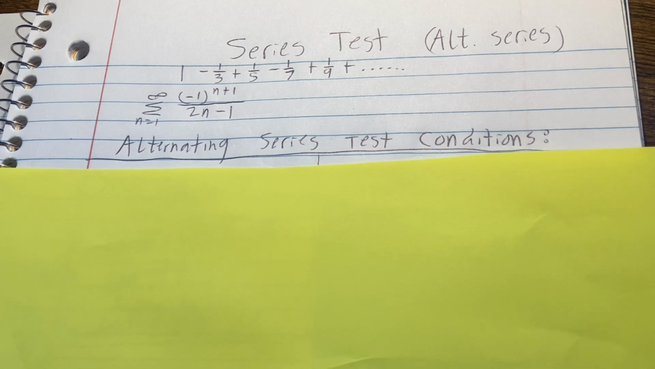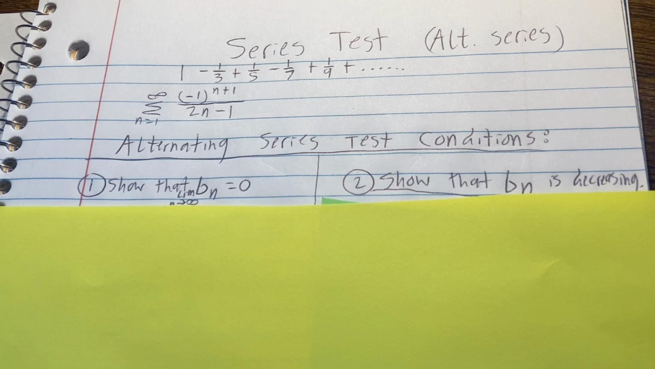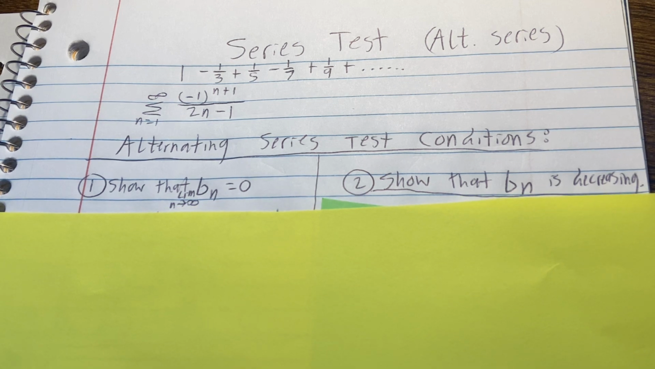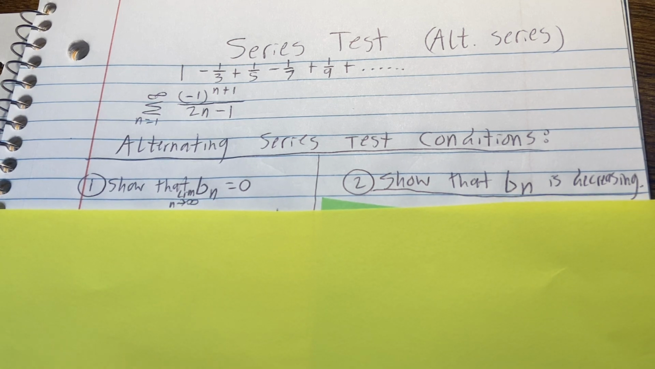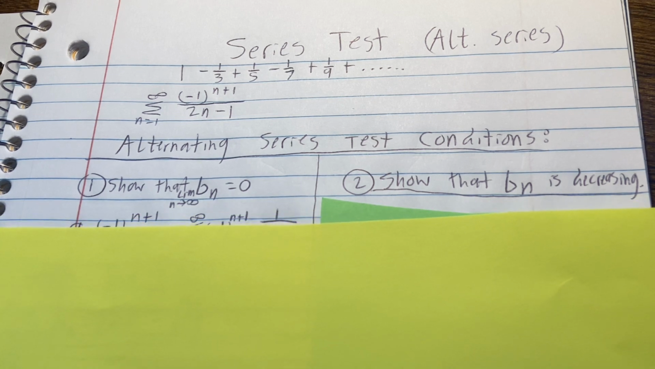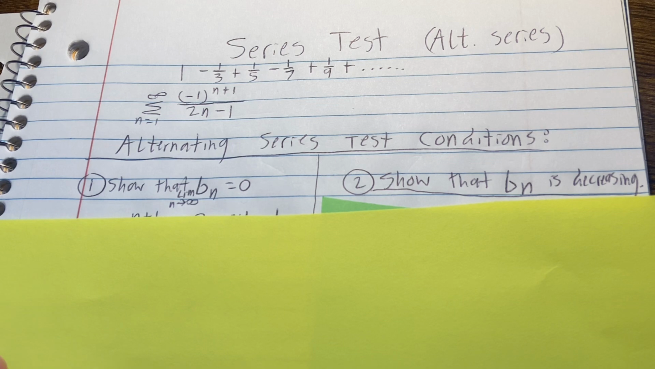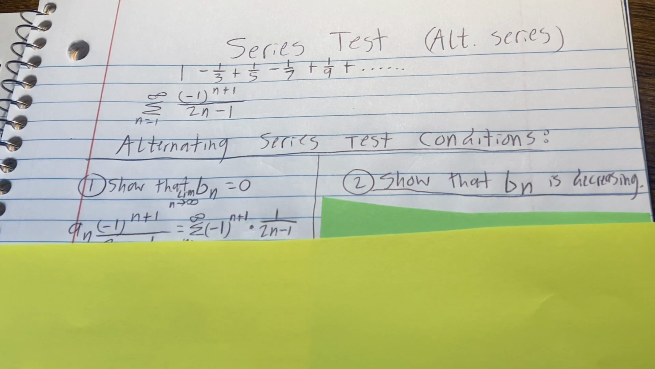So the two conditions that we have to satisfy for the alternating series test are to show that b sub n is equal to 0 as n approaches infinity, and show that b sub n is decreasing throughout the series. So first we'll show that b sub n goes to 0.